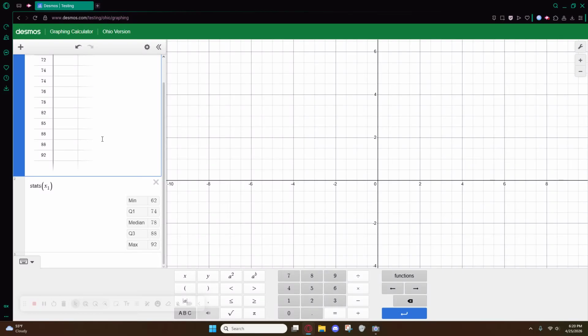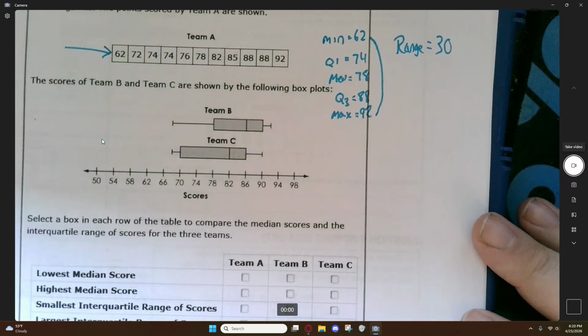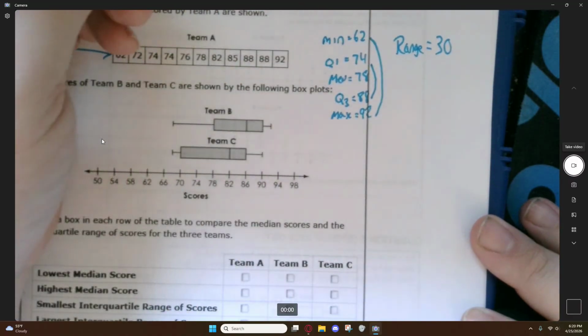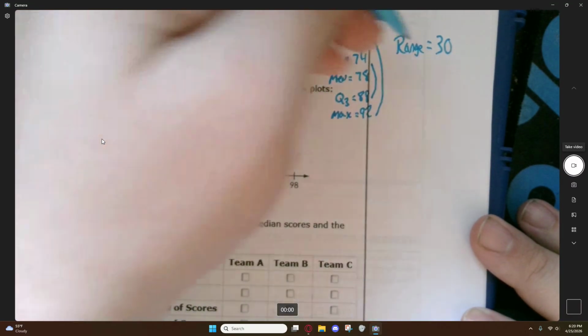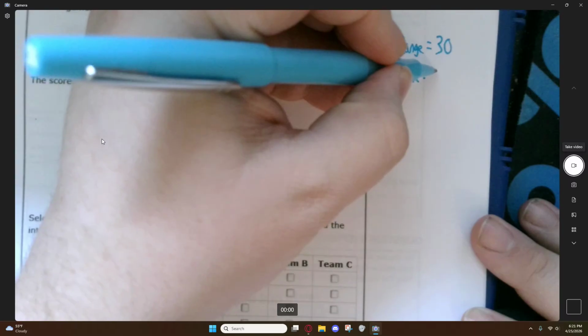My minimum is 62. My Q1 is 74. My median is 78. My Q3 is 88. And my max is 92. The range is your maximum minus your minimum. So your range here would be 30. Your interquartile range, I should be back on the page. The interquartile range is your Q3 minus your Q1. So that would be 88 minus 74. I'm going to abbreviate this IQR. 88 minus 74 is 14.